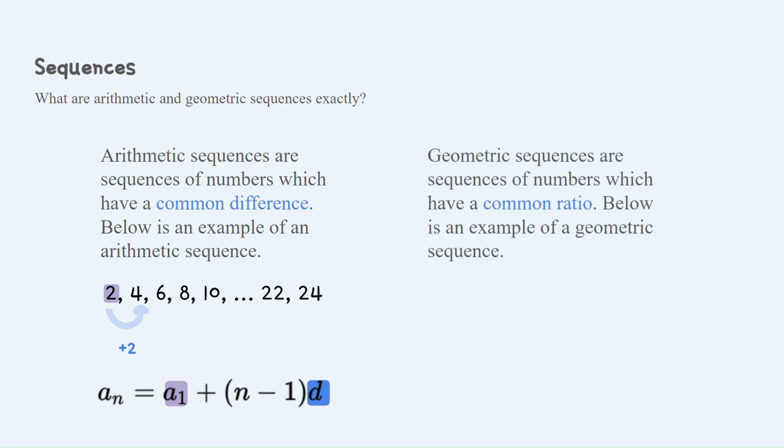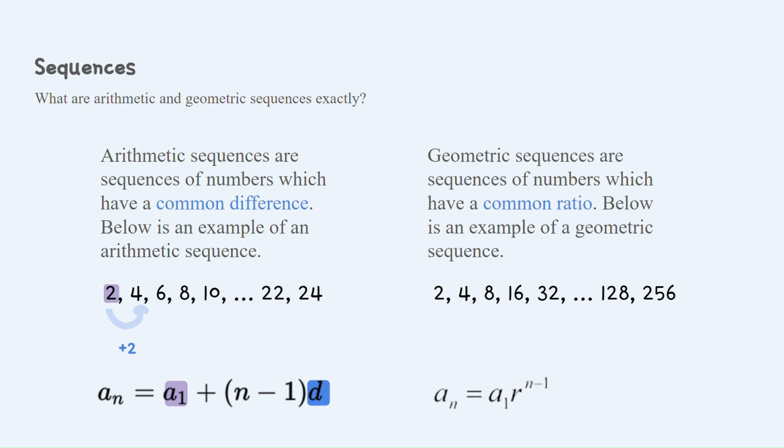Geometric sequences are sequences of numbers which have a common ratio. Below is an example of a geometric sequence: 2, 4, 8, 16, 32, and so on. The equation for finding a value in this type of sequence is an = a1 * r^(n-1).